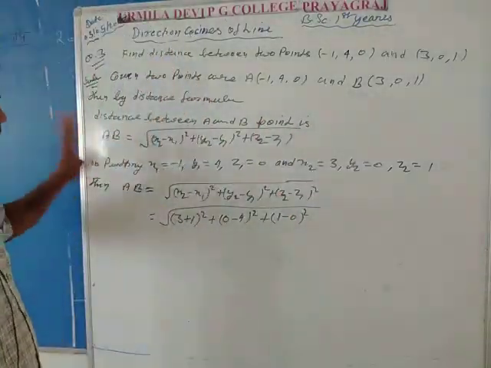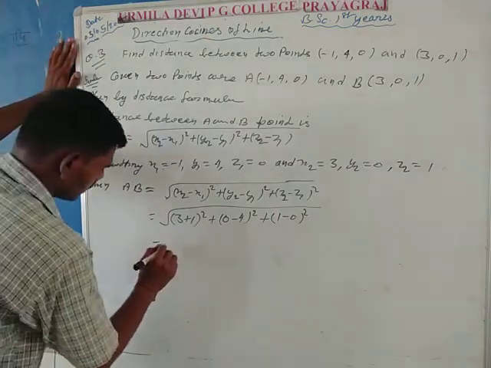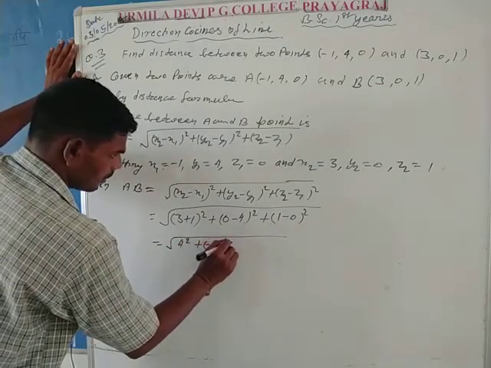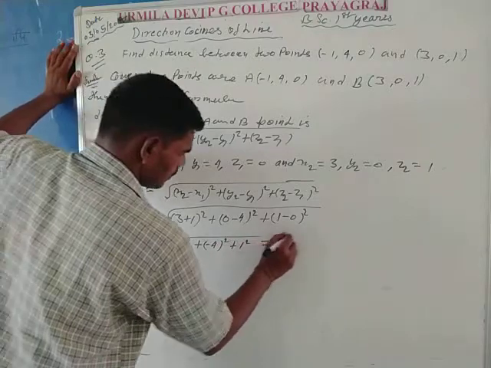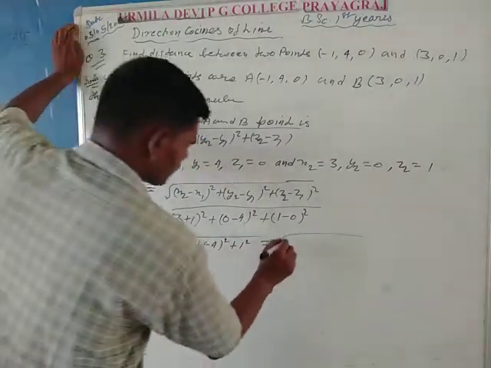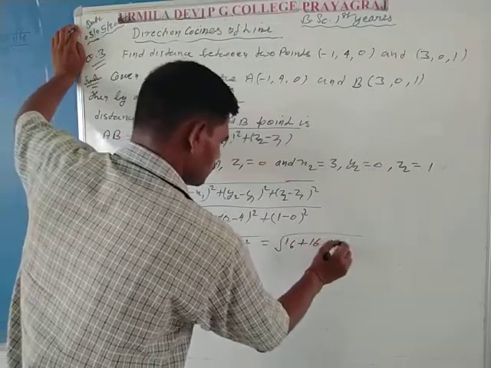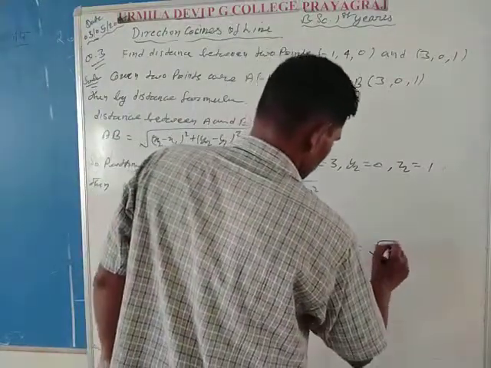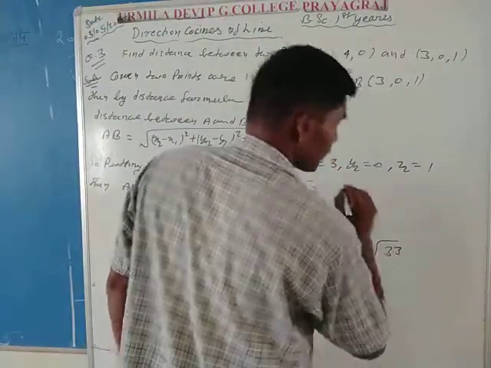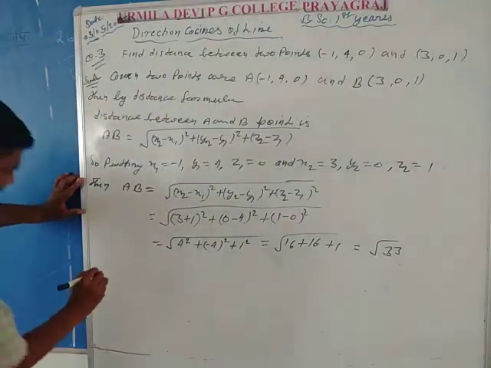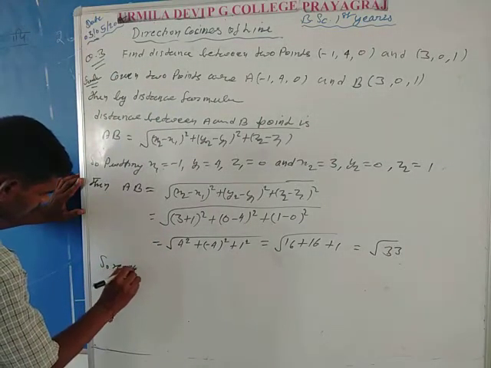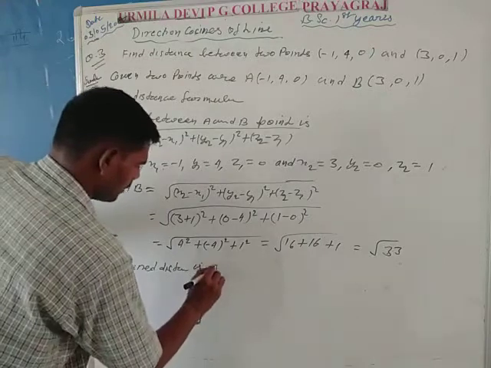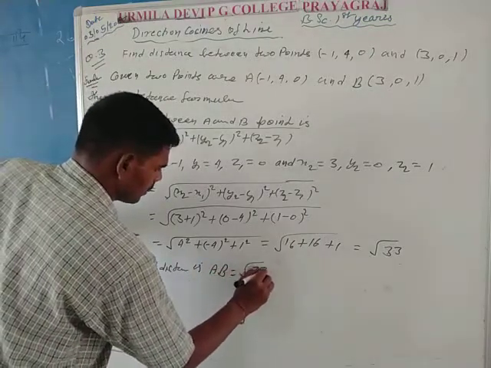So putting in this distance formula and simplifying, it is equal to 4 whole square plus minus 4 whole square plus 1 whole square, which is 16 plus 16 plus 1, equal to 32 plus 1, 33, under root 33. So the required distance AB is equal to under root 33.